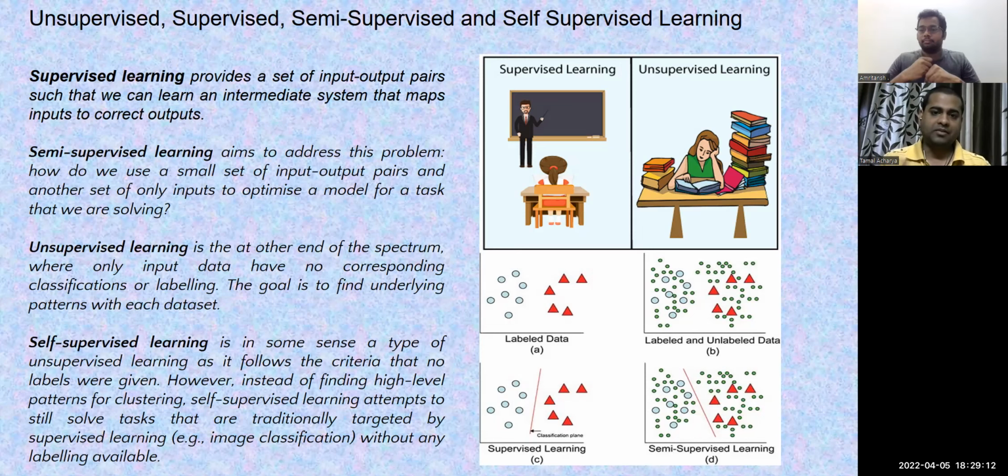However, instead of finding the right level of clustering, self-supervised learning attempts to still solve the task traditionally targeted by supervised learning. So it uses both supervised learning as well as unsupervised learning, like image recognition without any labeling available. It uses both to understand what the input is and tries to figure out what the output will be. So that's all four types of learning, which use some kind of pattern recognition to understand the input.